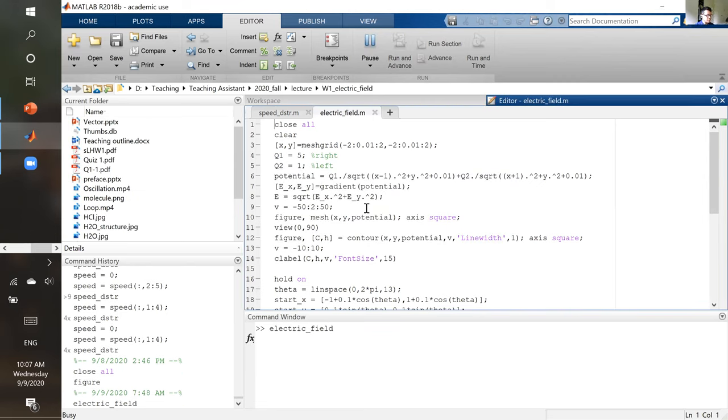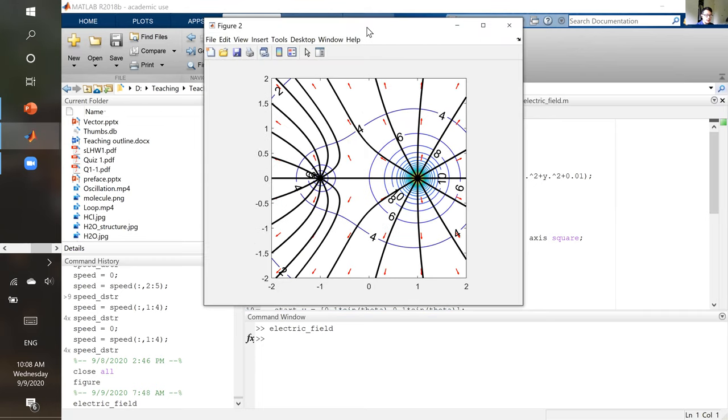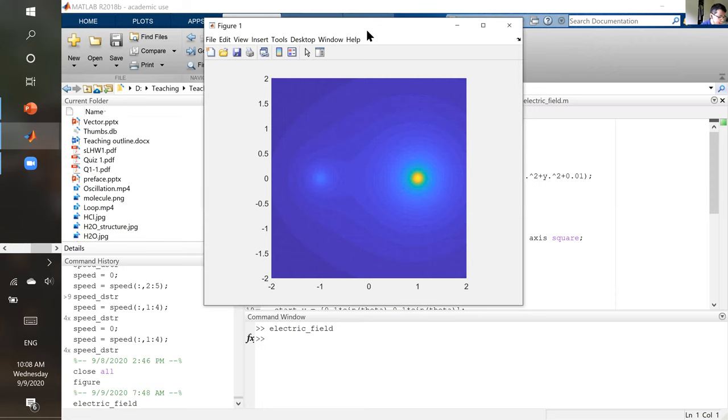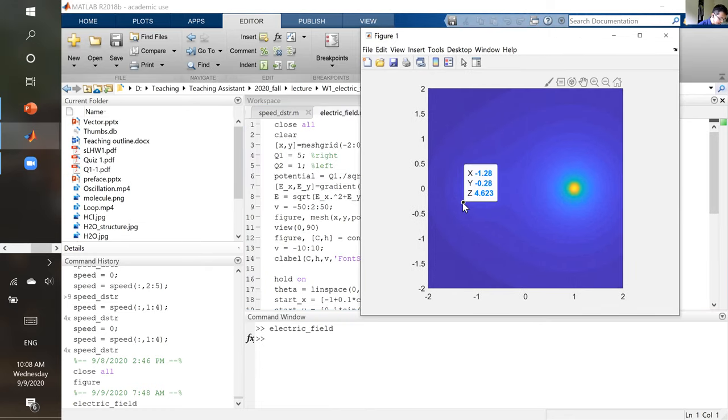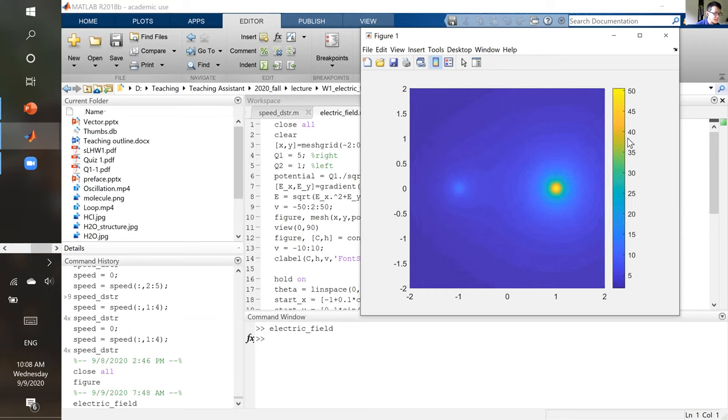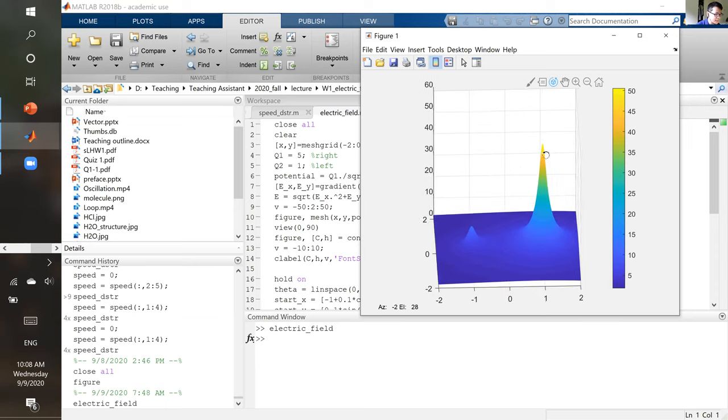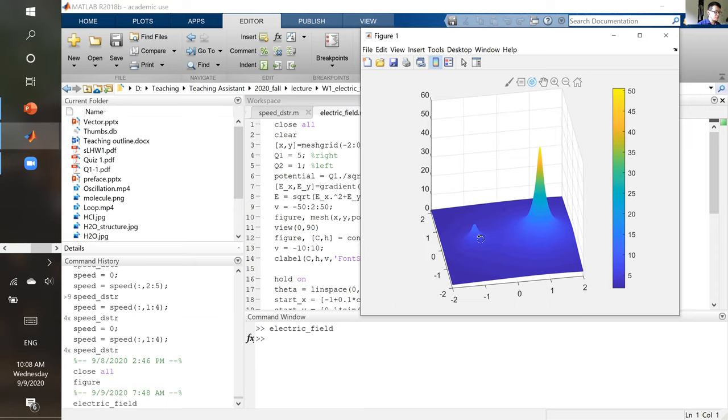Just take a look. This simulation just uses two charges. Q1 is 5 coulomb, Q2 is 1 coulomb. The first one you see is the electric potential. On the left side, the charge is 1, and on the right side, the charge is 5. Near the 5, the electric potential is larger than on the left. You can check the color, and the color bar tells you the value. You can also take a look at the 3D structure. On the left, the electric potential is smaller than the electric potential on the right.